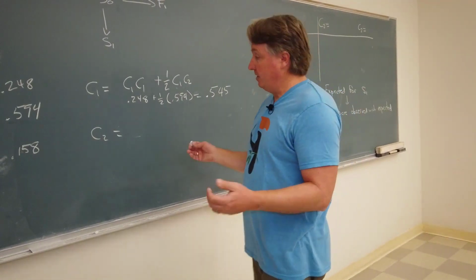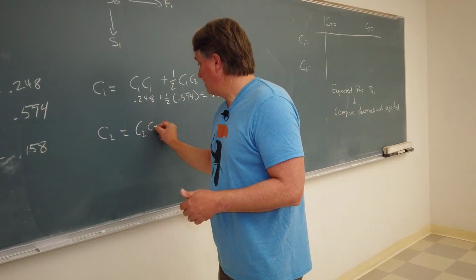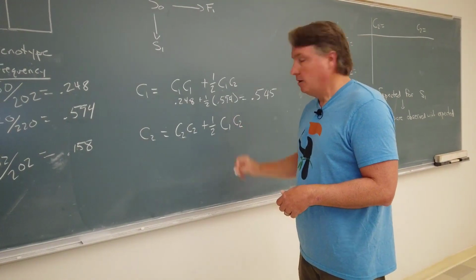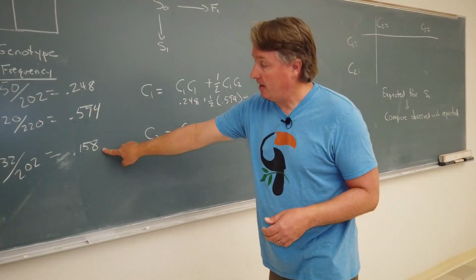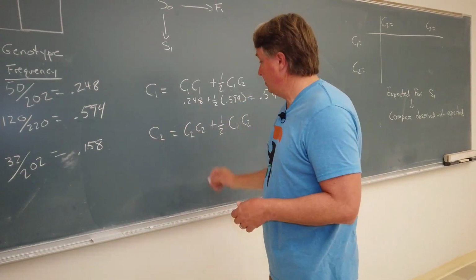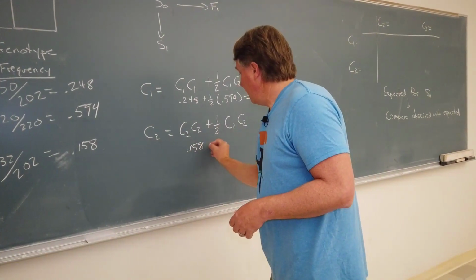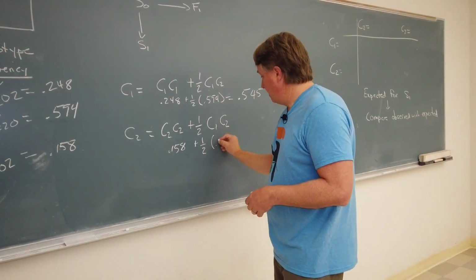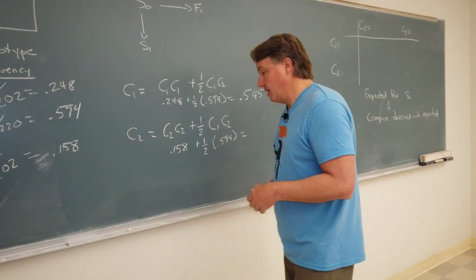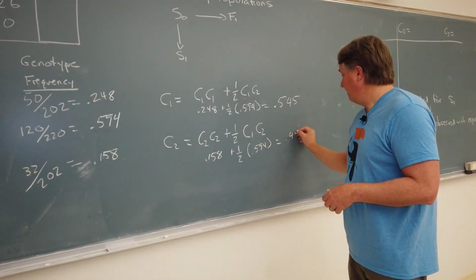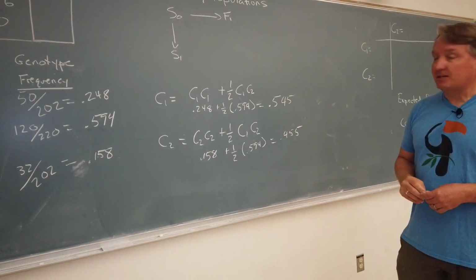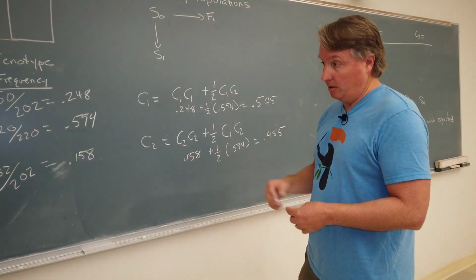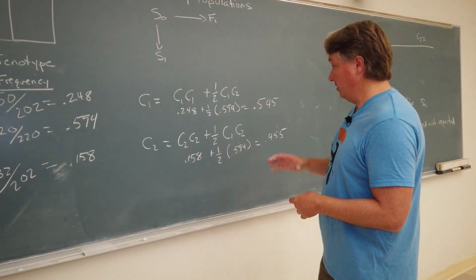Then we can do the same thing for C2. So we know we're interested in the C2 as a homozygote, and that C2 allele also occurs in the heterozygote. Do the exact same calculation, but we're just going to use the values for the C2C2 genotype, so that's 0.158. Add to that 1/2 the heterozygote, 0.594, same value that we did up here. And you do that math, you get a value of 0.455. So about 46% of the flies have that C2 allele within that population, or at least the C2 allele occurs at a proportion of 46% within that population.